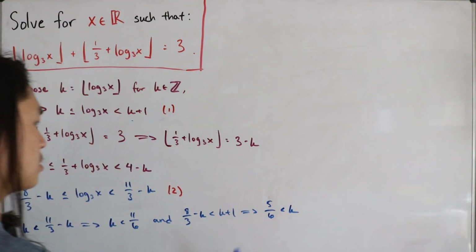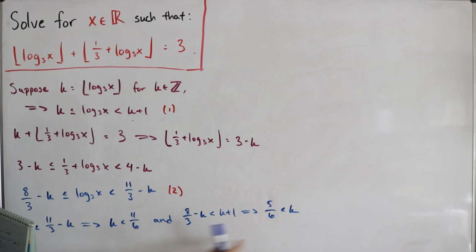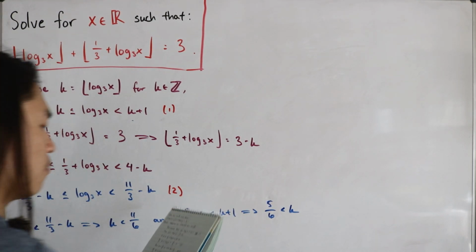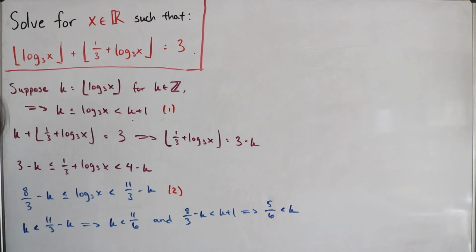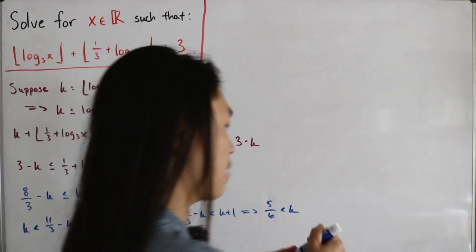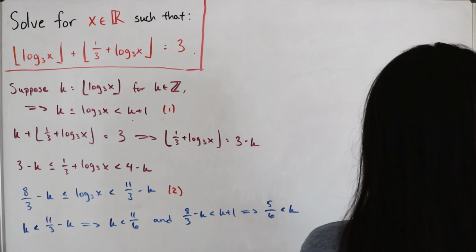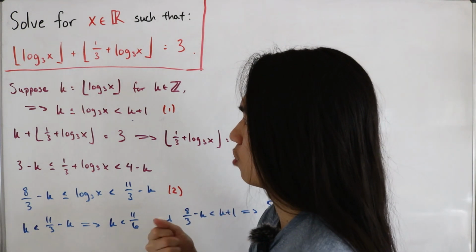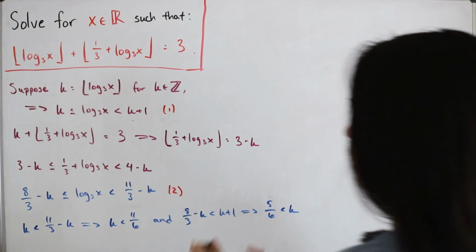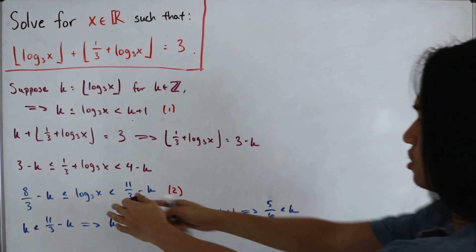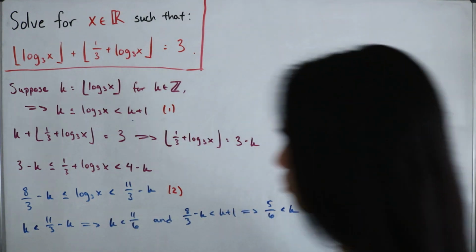Now that we have these inequalities, the next step is we're going to let k equal 1, which of course is an integer. We're going to plug this back into this equation and then plug it back into this equation over here, equation number 1 and equation number 2.